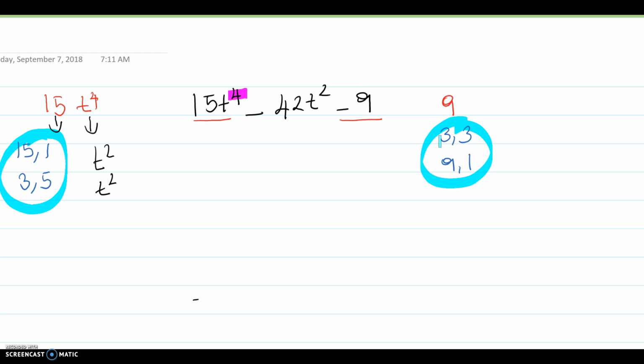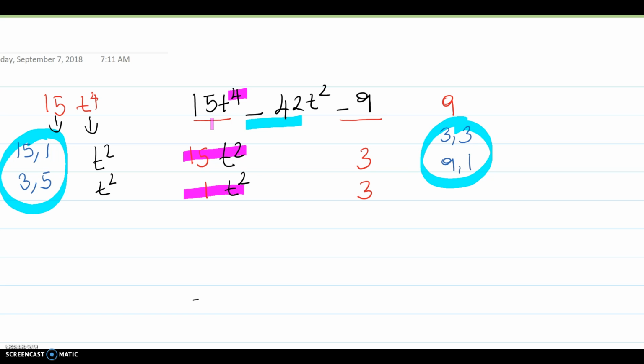When we cross multiply and add, we should be getting negative 42. That's how this trial and error works. So intuitively, I know, and that's what I'm going to do. We have decided already that it's going to be t squared and t squared for t to the 4th. Then I'm going to put 15 and 1. Then also I'm going to put here, I'm choosing 3 and 3. So what needs to happen at this step, when I multiply 15t squared with 1t squared, I should be getting 15t to the 4th. Yes, that is okay.